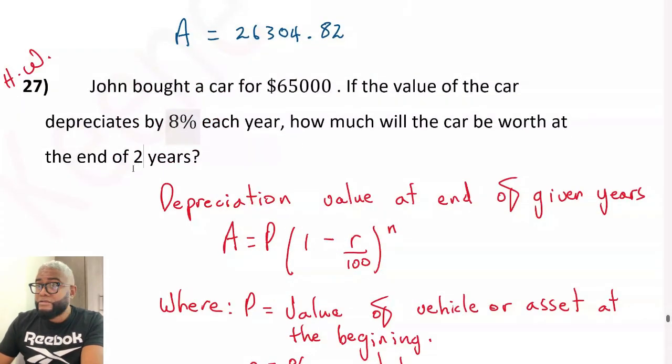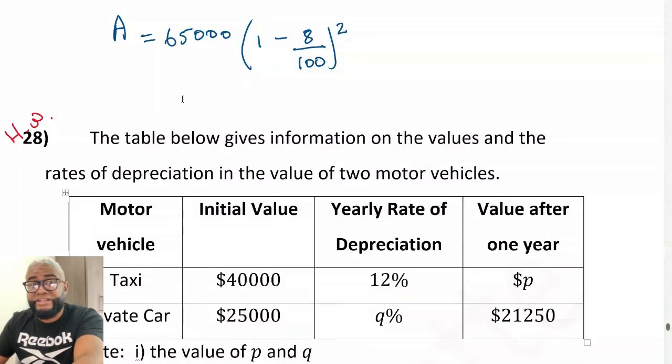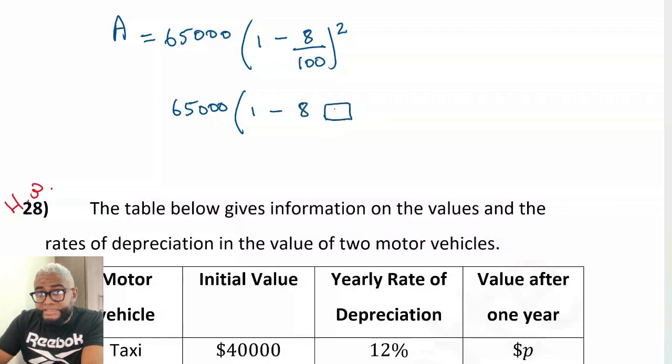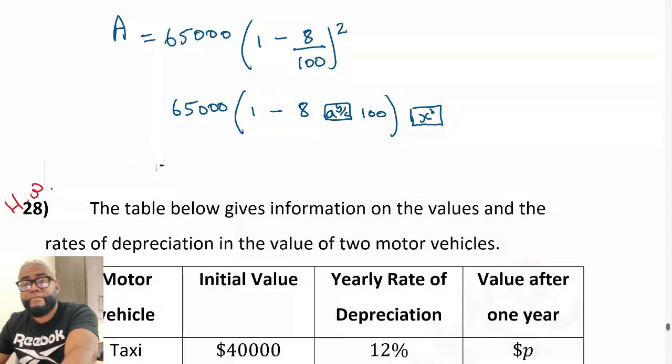For how many years? 2 years. Right. So you're using a calculator for this. You can punch it in just like how it is written. You put in 65,000, open your brackets, press 1 minus 8, press the A b/c button and then 100, close the bracket. Then press x squared and you'll get the squared power.